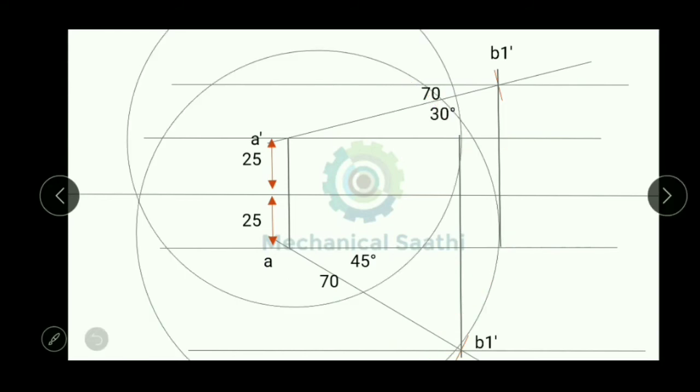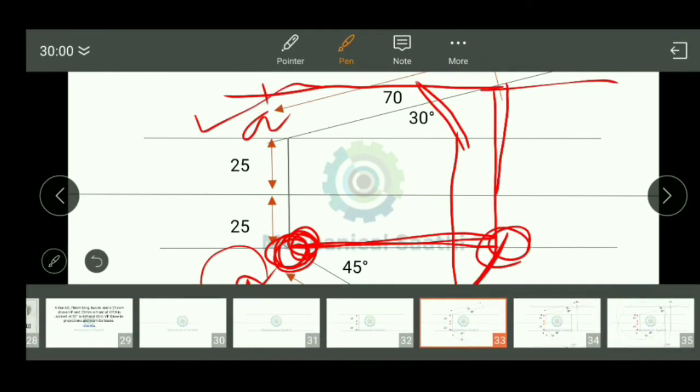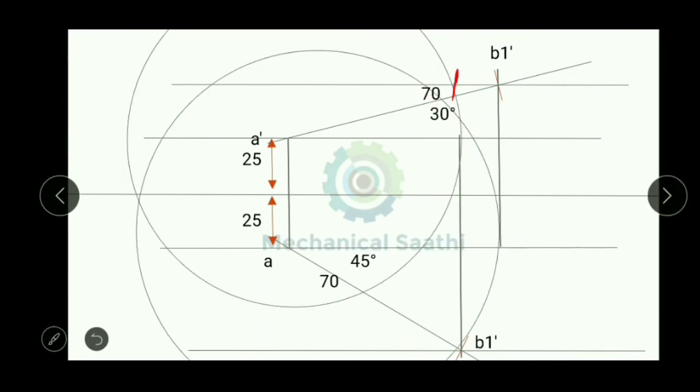So I have drawn two circles over here so that I can get two arcs. If we see here, then this arc is connected here, and this arc is connected over here. Okay, let me use the pointer over here. So from here I can get our top view and front view. So directly we can connect these points.